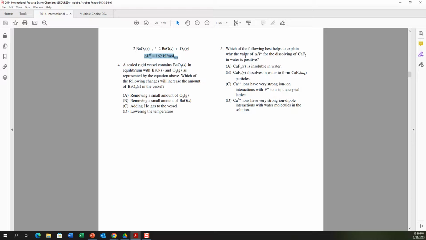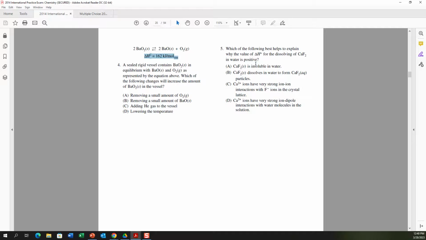All right. Number 5. Which of the following best helps explain why the value of delta H for dissolving calcium fluoride in water is positive? So it's endothermic, and remember, an endothermic process, whether it be a chemical reaction or a physical change, endothermic means the attractive forces that are broken for the process are stronger than the attractive forces that get released, that are formed by the products.